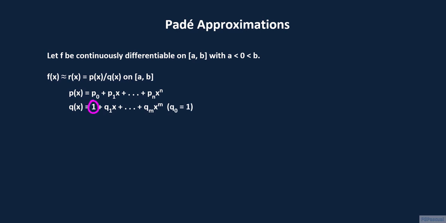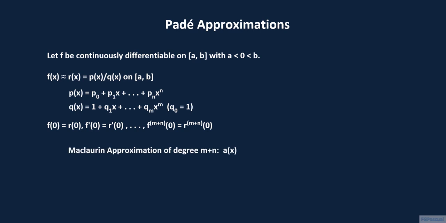And q sub 0 being equal to 1 ensures that r of x is continuous on an open interval of positive length around x equals 0. The degree of the Padé approximation is the sum of the degrees of p and q, and so the degree of the Padé approximation is m plus n. So to find the Padé approximation, we need to find the coefficients of p of x and q of x. One requirement that we impose on the Padé approximation is that each derivative of f at x equals 0 from the 0th derivative to the m plus nth derivative equals the corresponding derivative of r.